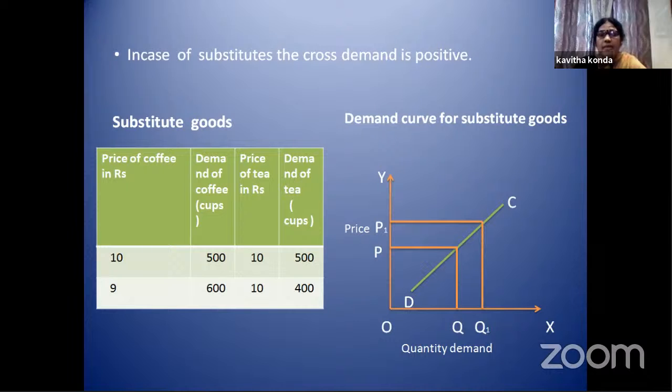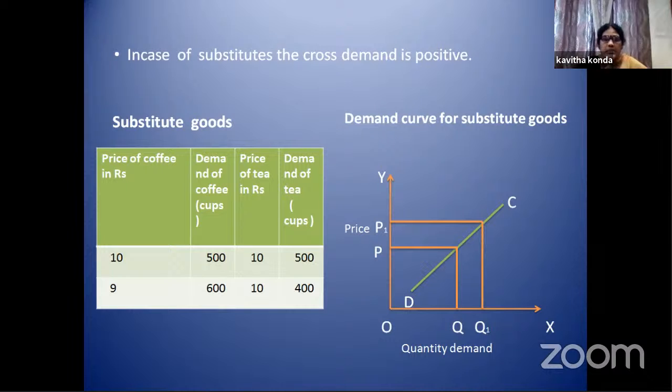So the demand for tea decreases from 500 to 400. Because of the fall in the coffee price, the demand for tea is decreasing. That can be shown here. For the demand for substitute goods, take price on the OX axis and quantity demanded, Q and Q1. The price for these goods slopes upward from left to right, a direct relationship. When the price changes from P1 to P, the quantity demanded changes for the other good. That's why we look at the price of coffee and the quantity demanded of tea.